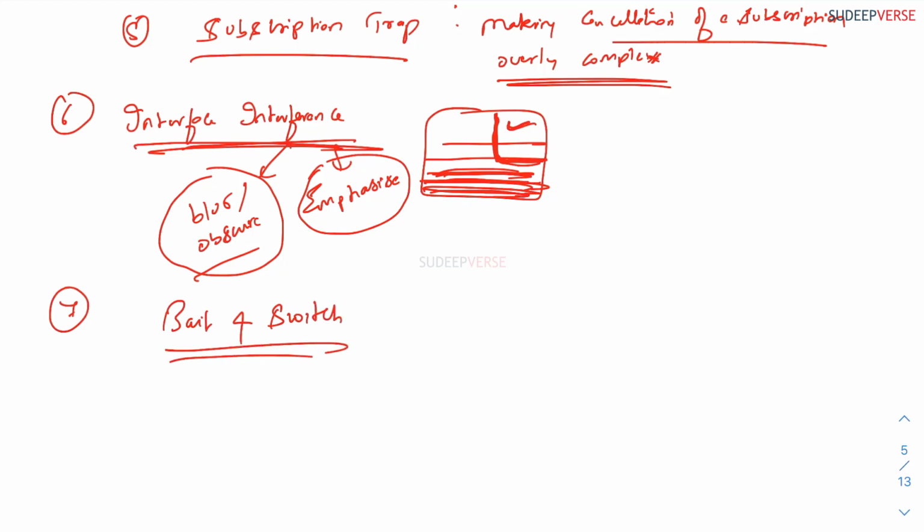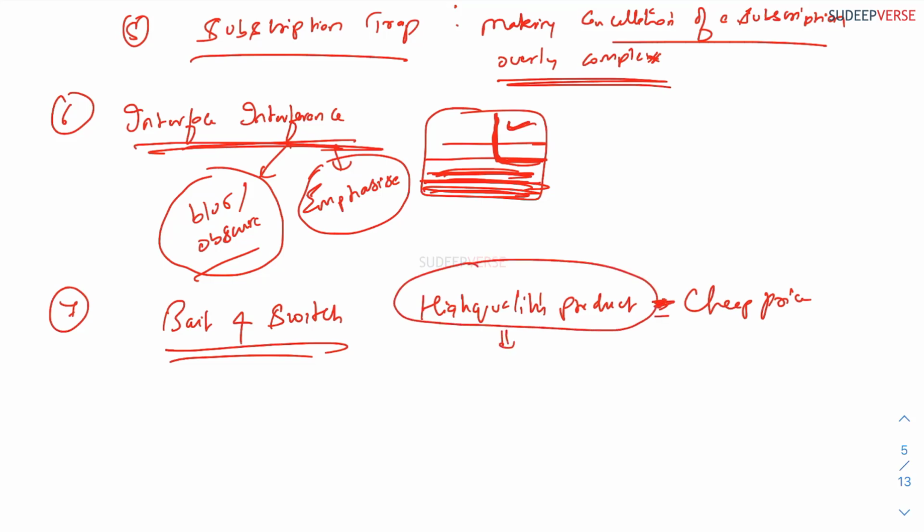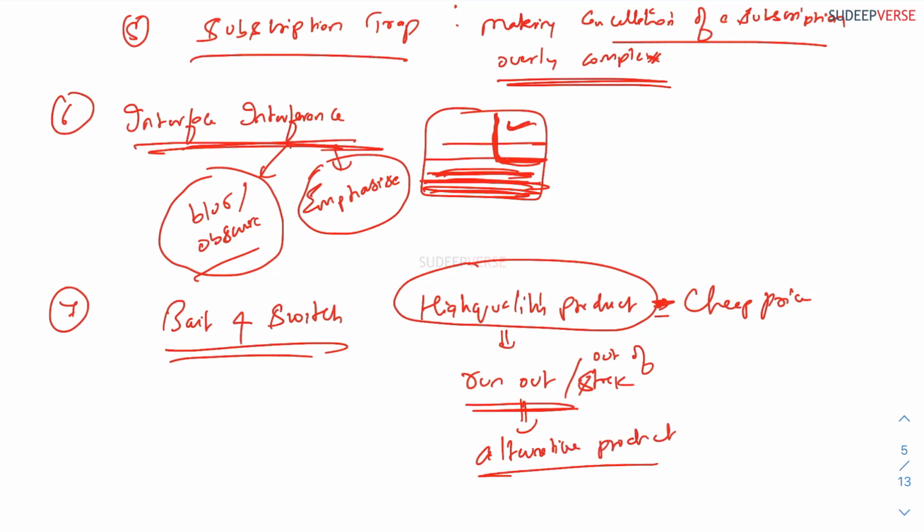This again is, see, they'll tell you that a high quality product is available for a cheap price. First they will tell you this, there is a high quality product available for a cheap price. Now when you want to buy this high quality product, they say that this product has run out. It is out of stock. However, they will say that there is an alternative product that you can buy, but it is available at a little higher price than before.